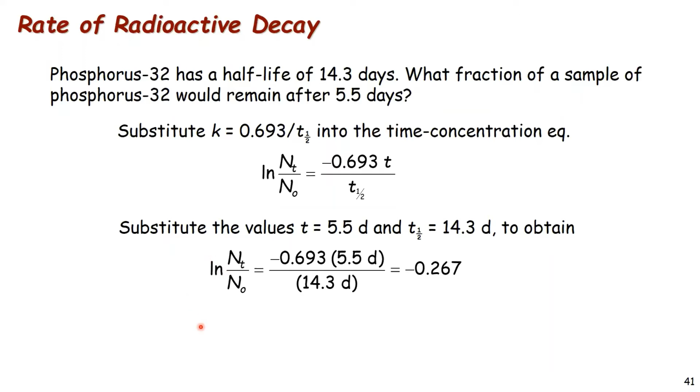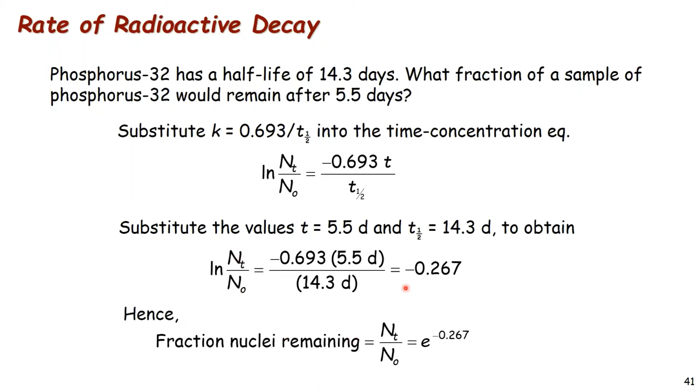Again, we're simply going to raise both sides to the e. e to the natural log of N_t over N_0 is just N_t over N_0. And then we've got e to the negative 0.267. Plug that into your calculator, you get 0.77. That is the fraction remaining, or in other words, after 5.5 days, 77% of the phosphorus-32 still remains as radioactive phosphorus-32. Any questions with that?